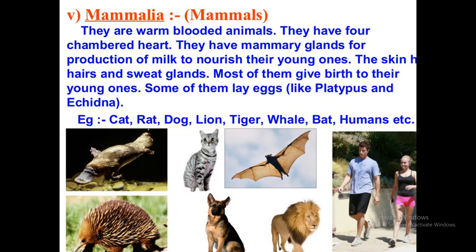So these are platypus and echidna. ये दो animals होते हैं जो कि mammalia में आते हैं, but they lay eggs. Others जो भी होते हैं, they all give birth to their young ones directly. The examples are cat, rat, dog, lion, tiger, whale, bat, humans, etc.